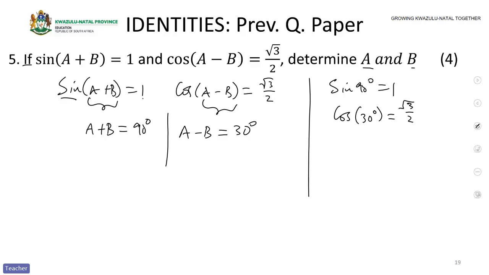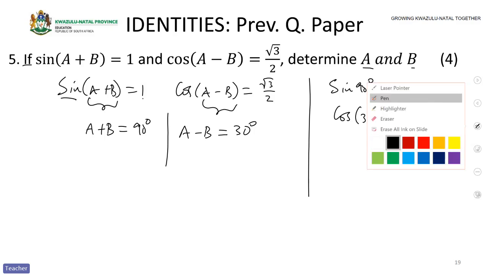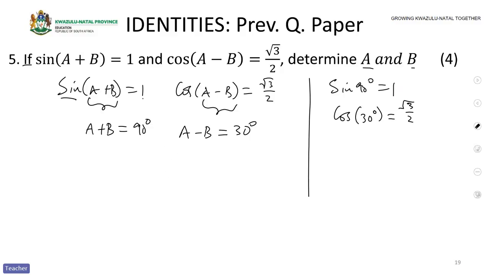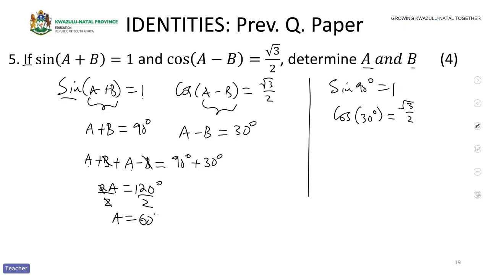Now, once you have got this, you can solve simultaneously in many ways. There are many ways to do this one. The first one, one student will say, okay, now I've got simultaneous equations. So when I say a plus b plus a minus b is equal to 90 plus 30 degrees. So a plus a will be what? Will be 2a. B and b will cancel each other because of the sign. Therefore, it will be equal to 120 degrees. I divide by 2, I divide by 2. So therefore, a must be what? Must be 60 degrees.